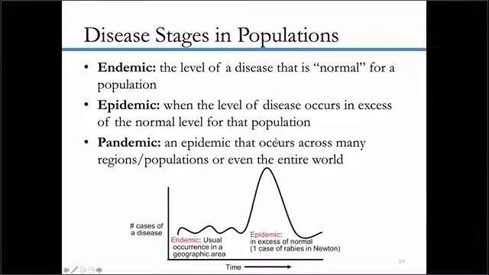And then the last one here is pandemic. Pandemic is what we see when an epidemic occurs across many regions or populations or even the entire world. So pandemic essentially just means that we're seeing an epidemic in multiple geographic regions. Typically, we think of pandemic as happening globally and spread across the entire world, but that doesn't necessarily have to be the case.